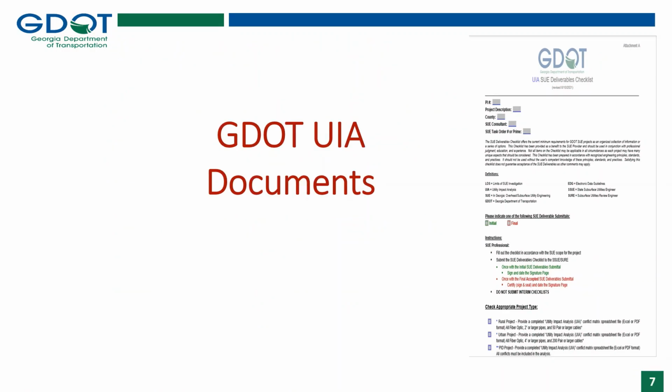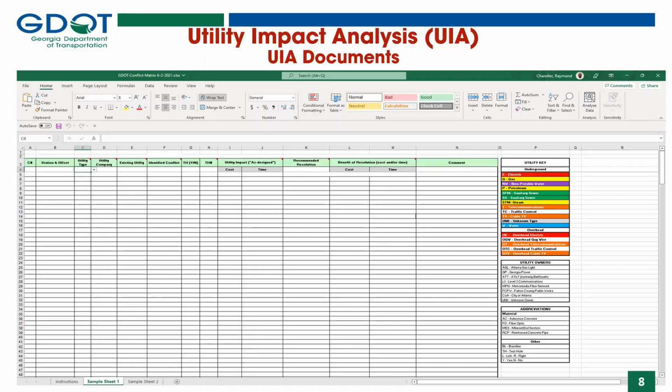And now, let's have a look at GDOT UIA documents. Firstly, this is the Utility Impact Analysis spreadsheet that is used to document all conflicts. If you focus on the bottom left of the spreadsheet, there is an Instructions tab that provides additional guidelines for the spreadsheet. We will look at this more closely in the next slide.